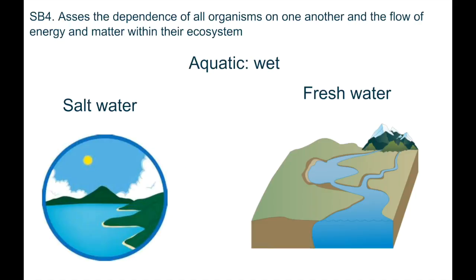The second we're going to talk about is the aquatic biome. The aquatic is a lot like your salt water and your fresh water. In the salt water, you have a lot of sharks, a lot of different fish that live in the salt water. In your fresh water, you have more of your trout and your bass and whatnot.